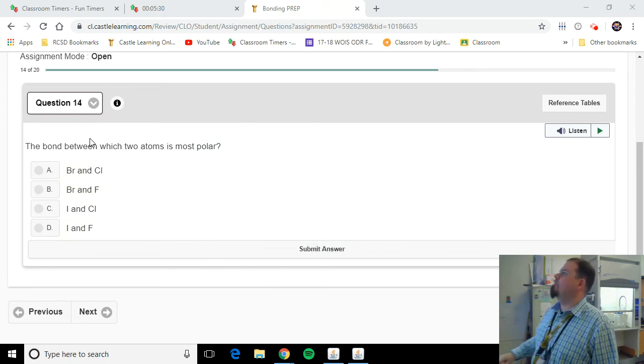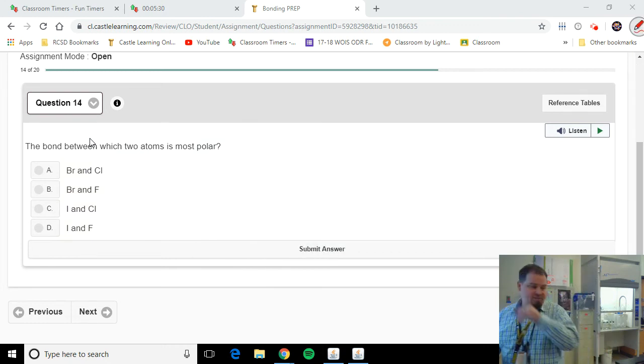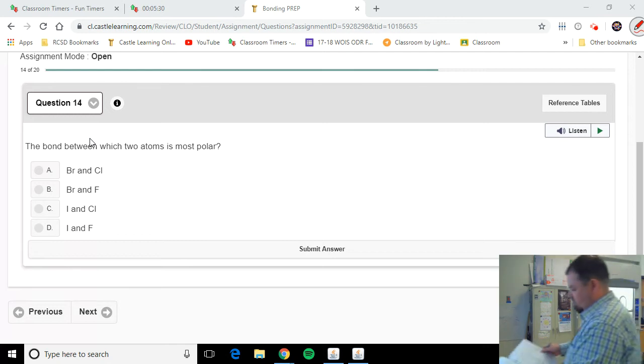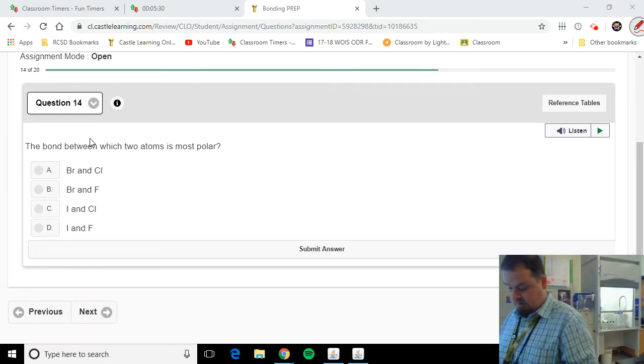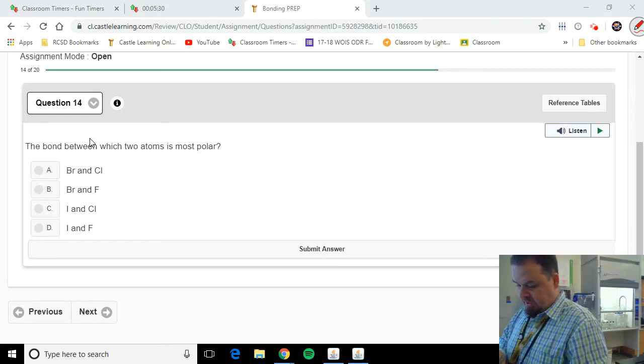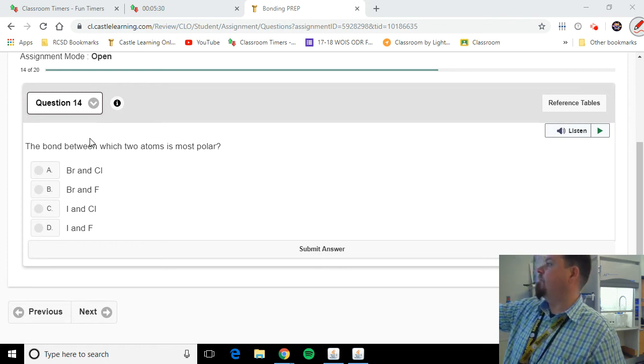The bond between which two atoms is most polar? All right, so now I just got to look it up. Table E or table S. Let me grab a reference table. This is unfortunately a look-it-up question, so you've got to look it up. Don't mess around. Electronegativity of chlorine is 3.2.